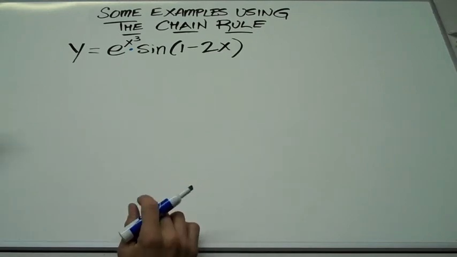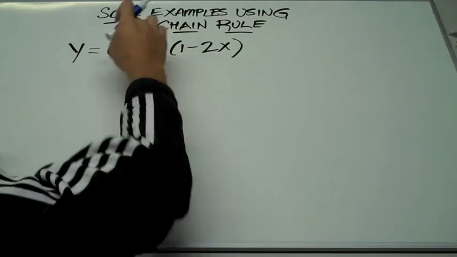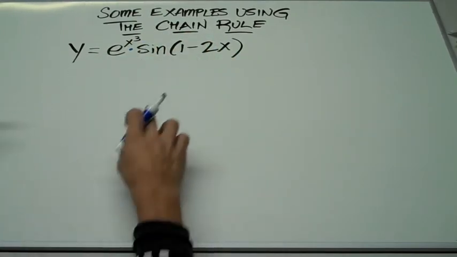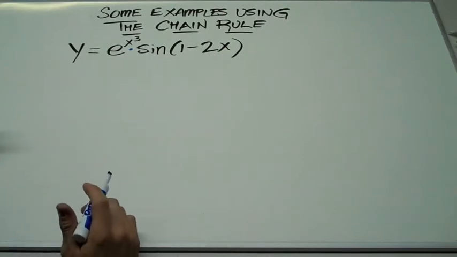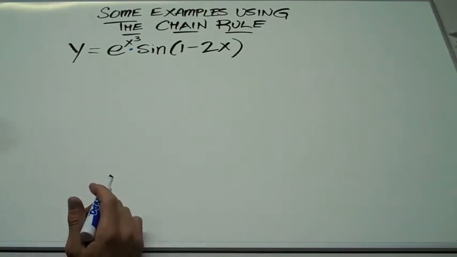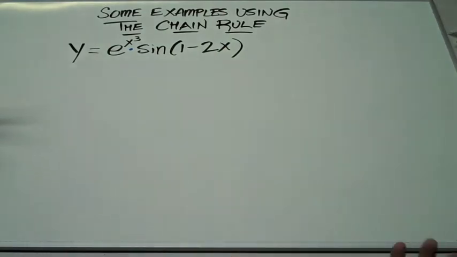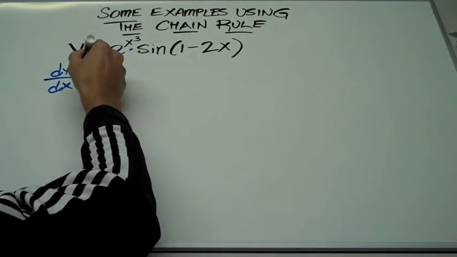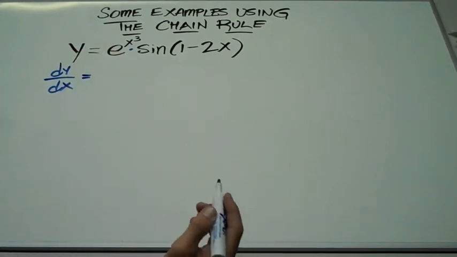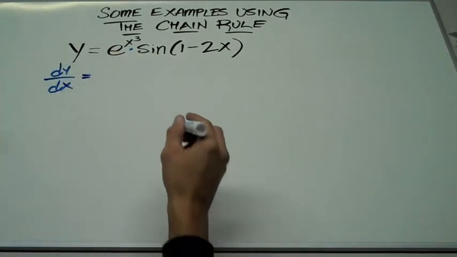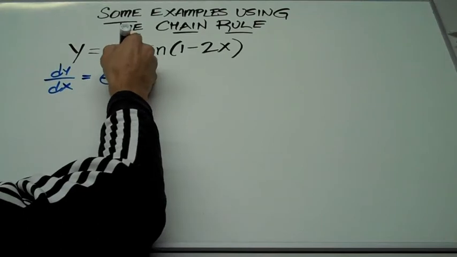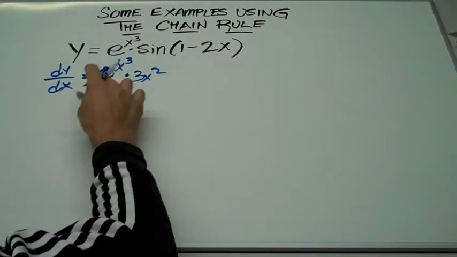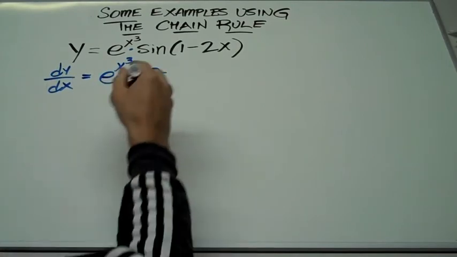So this particular problem asks us to use the chain rule in this part, and also this is not just sine x, it's sine of 1 minus 2x. Again, we're going to have to define u as 1 minus 2x in order to do this. We're going to have to use the product rule and the chain rule. So dy/dx will be, I have to think of the product rule. It's the derivative of the first. Well, that's going to be e to the x cubed times 3x squared. I just used the chain rule there.